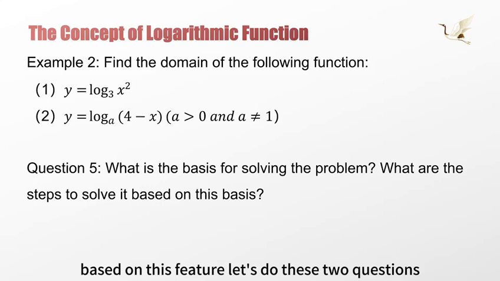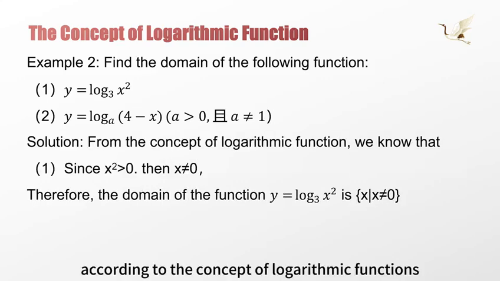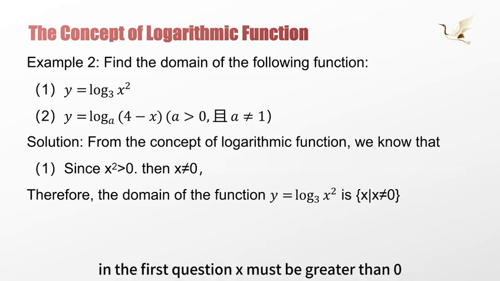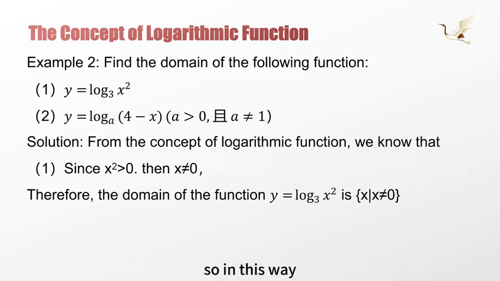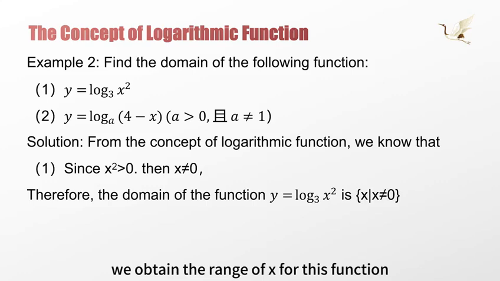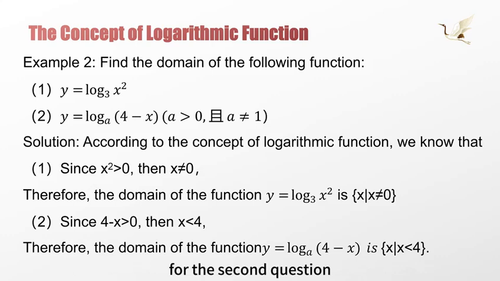Okay, based on this feature, let's do these two questions. According to the concept of logarithmic functions, in the first question, x must be greater than 0, so solving this inequality is easy: as long as x is not equal to 0. So in this way, we obtain the range of x for this function, which is the set of non-zero real numbers. For the second question, we require that 4 minus x is greater than 0. By solving this inequality, we obtain that x is less than 4, so the domain of this function is the set of real numbers less than 4.